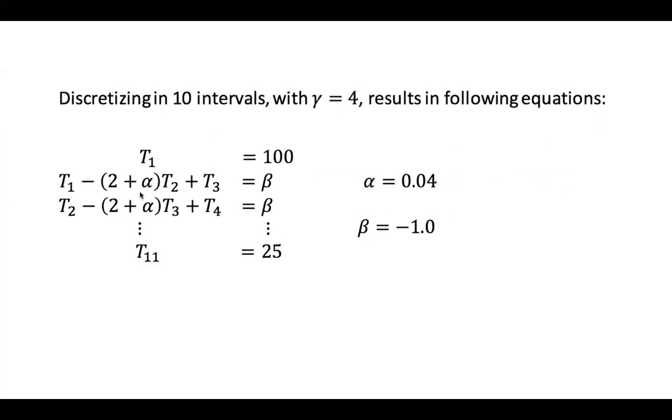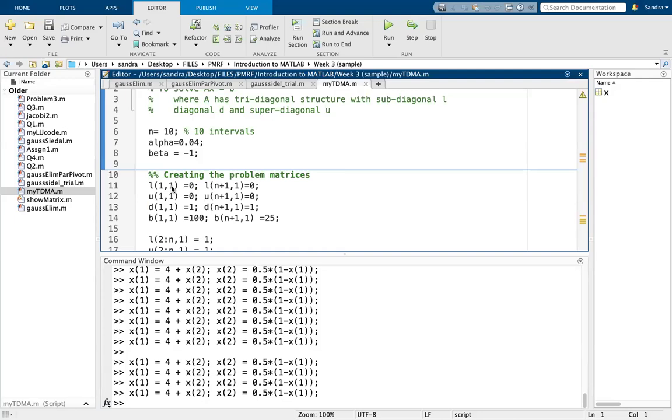Okay, the alpha and beta values are given. These are some constants whose values are given. Now you have to enter the value of the diagonal entry elements. So let me just wait. Okay, so this is how you create the problem matrix.